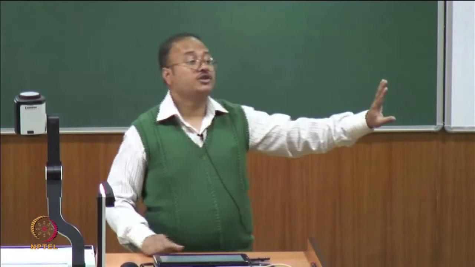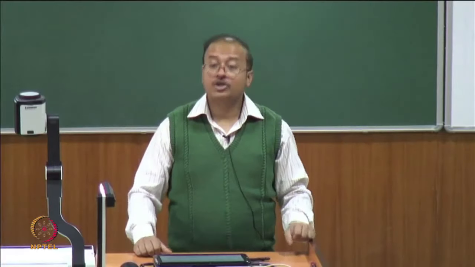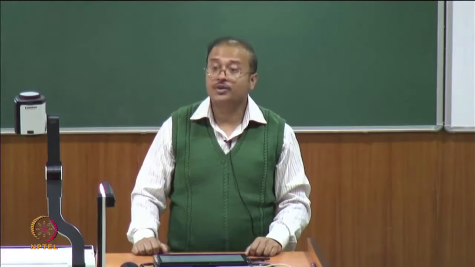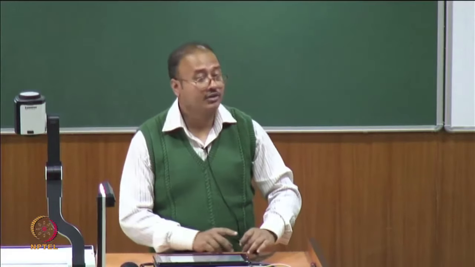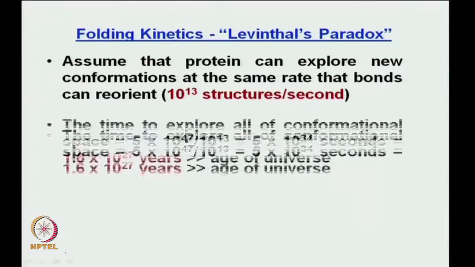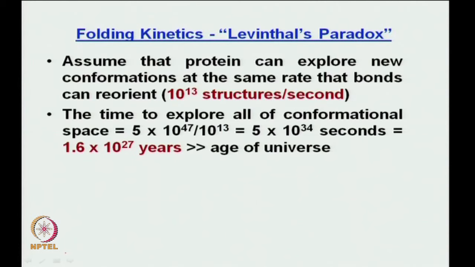So you know how many structures you have, 5 times 10 to the power 47, you know the rate, 10 to the power 13 structures per second. So now you can easily do this math and see the time to explore all of the conformational space is 5 times 10 to the power 34 seconds. But remember, this is a minimum estimate, right, minimum. If I am going to take many more conformations, go even higher, and this is what you are going to take, 1.6 times 10 to the power 27 years, which is almost the age of the universe.